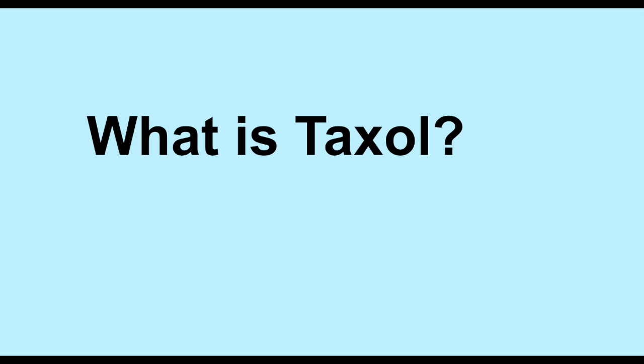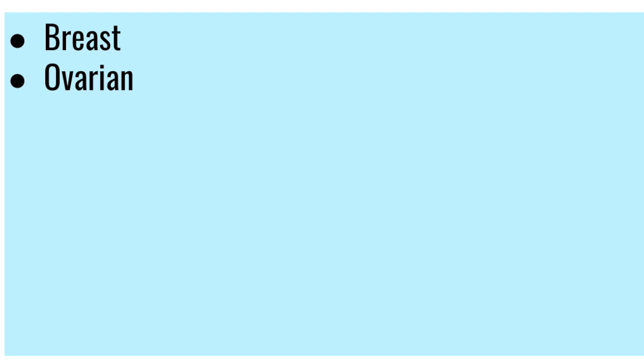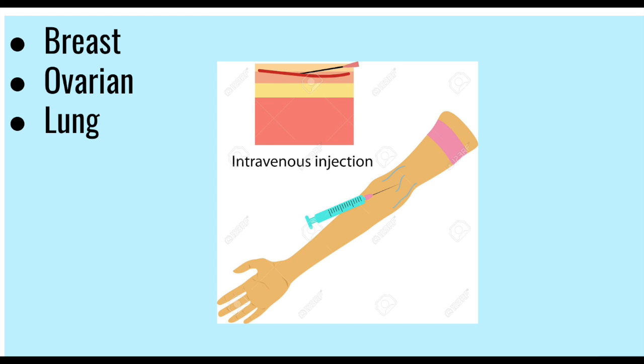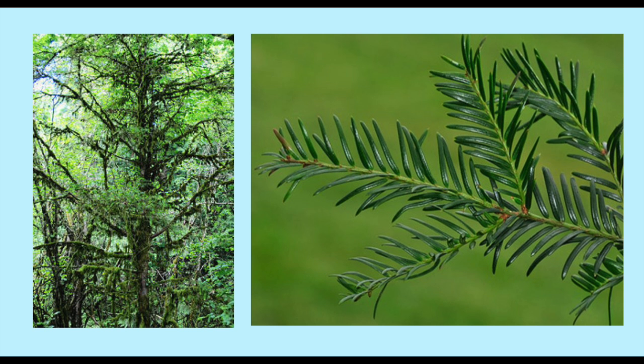Taxol is a drug that is commonly used to treat several forms of different cancer, including breast, ovarian, and lung cancer. It is usually given intravenously as a part of a course of chemotherapy. Taxol naturally occurs in yew trees, but is now commonly synthetically produced. Taxol was originally obtained from Pacific yew tree bark.